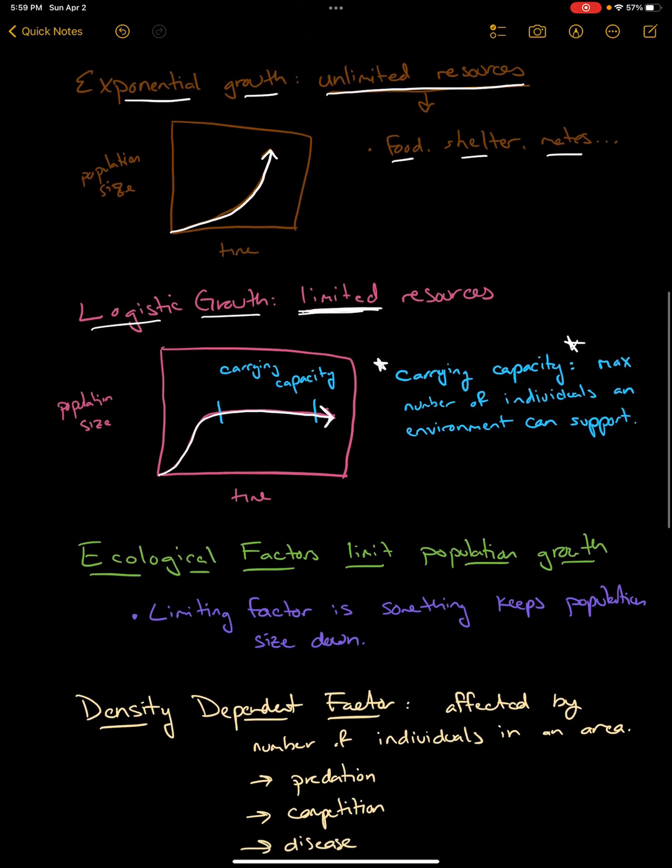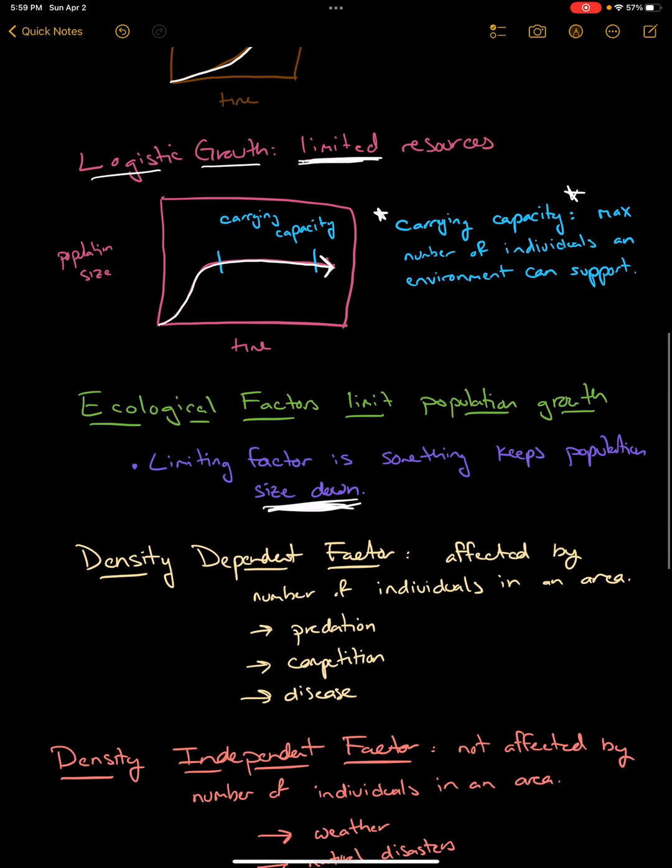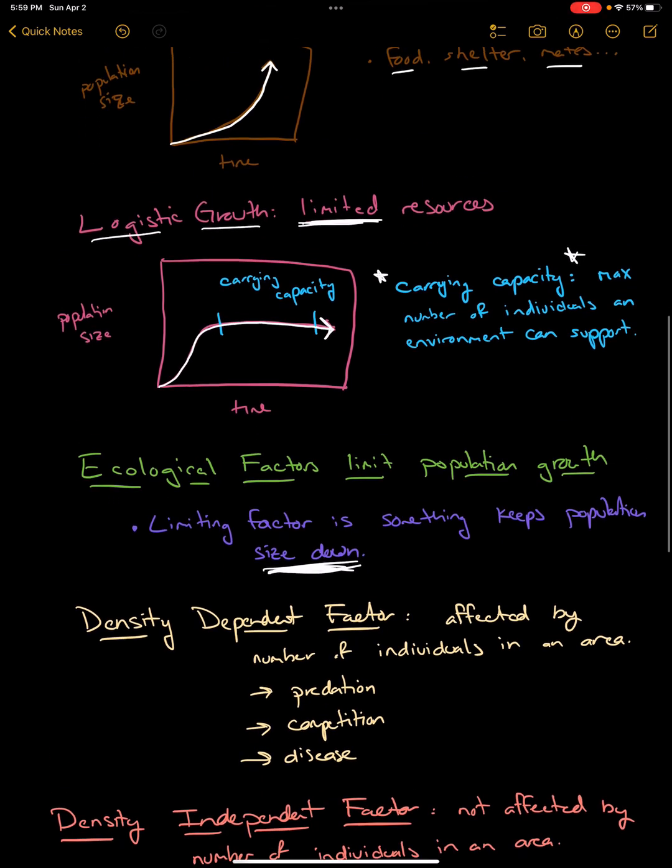Now, we also have some factors that limit population growth. So we have limiting factors. A limiting factor is something that keeps my population size down. I have 2 different kinds of limiting factors. I have density dependent. Remember, dependent means I need it. So this is affected by the number of individuals within a population. It depends on the number.